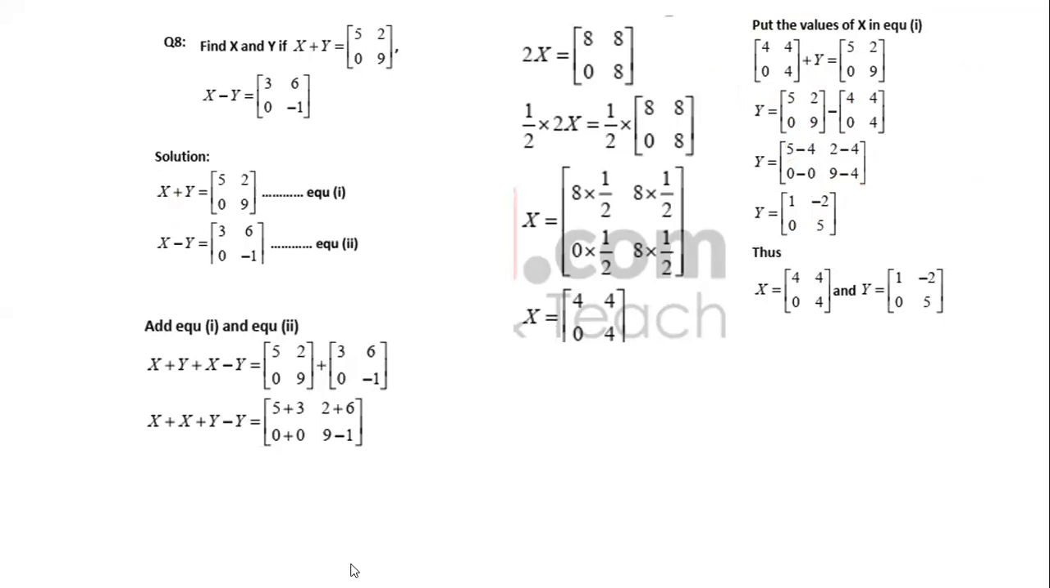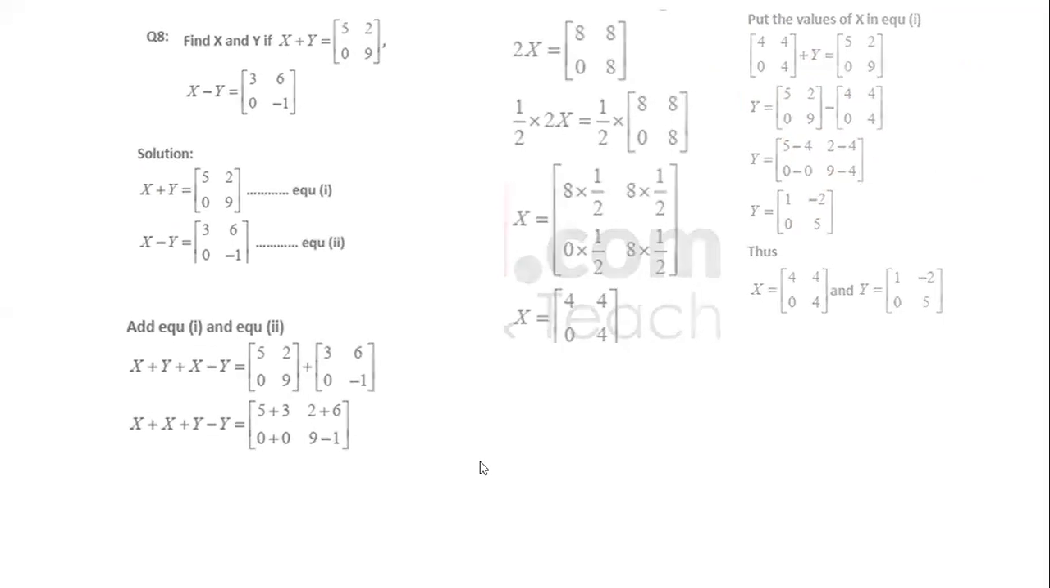Okay, moving to the next question. Question number 9. It is said that A matrix, B matrix, and C matrices are given. 3 matrices are given. And the values of small c and small d are given. Then verify that (C plus D) A is equal to CA plus DA. You have to verify that the left hand side is equal to the right hand side.